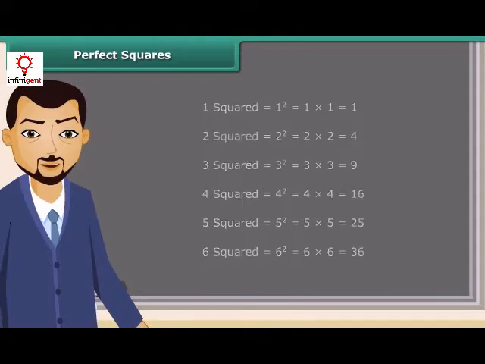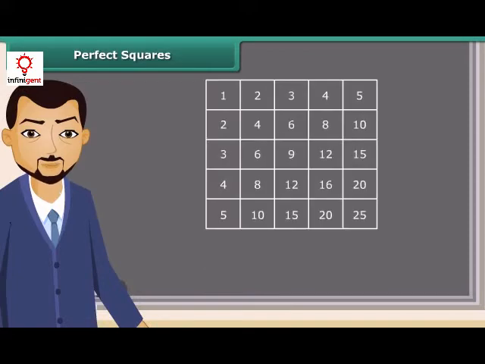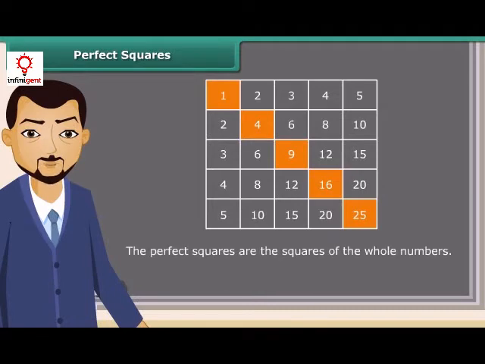We can also find squares on the multiplication table. Do you know what we call these numbers? They are called perfect squares. The perfect squares are the squares of the whole numbers.